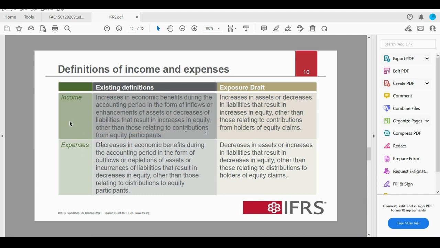Then let's move on to expenses. Basically, your expenses are a direct opposite of your income. It's a decrease. You're losing out money here during the accounting period.